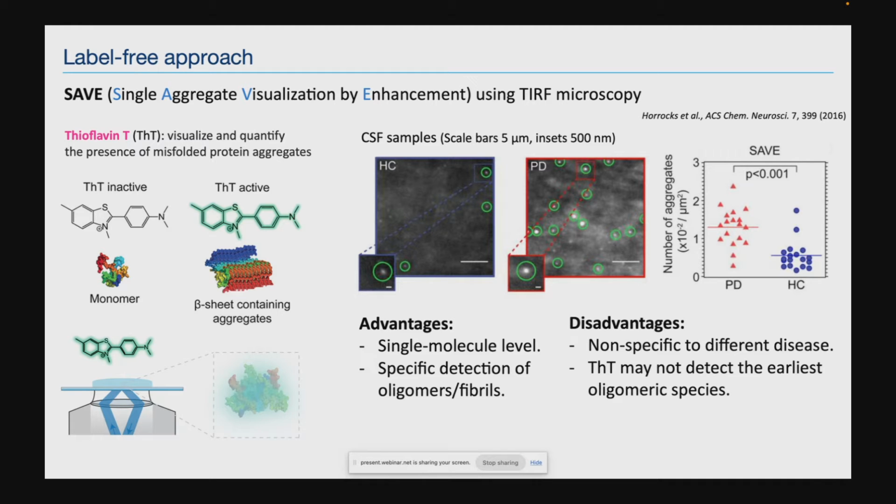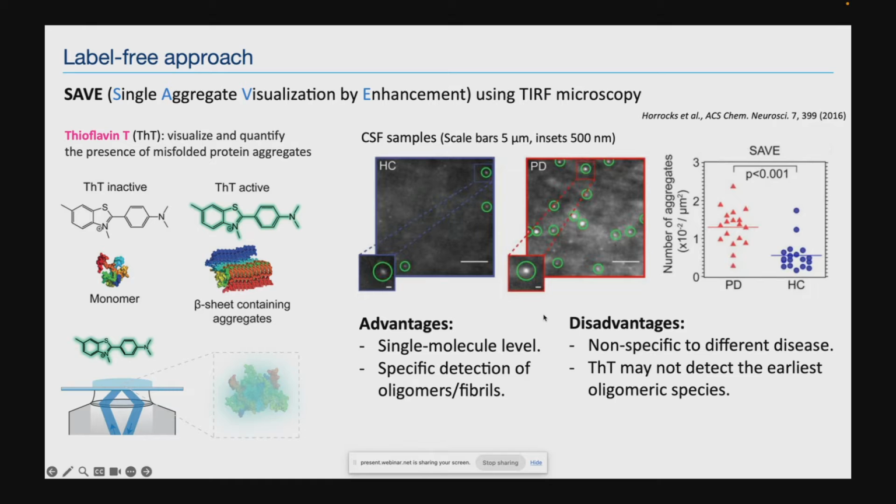However, there's a huge disadvantage to this technique. First of all, it's not specific to the different diseases. These aggregates are likely to contain alpha-synuclein because we're looking at Parkinson's disease, but they may also be formed of tau or amyloid beta or other aggregating proteins. So it's not specific to the protein of interest.